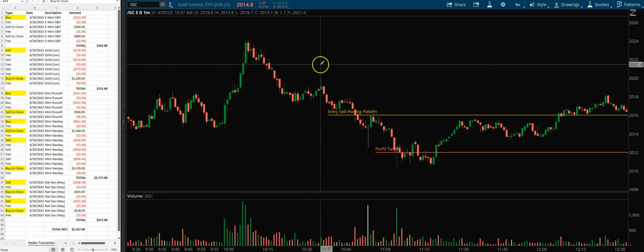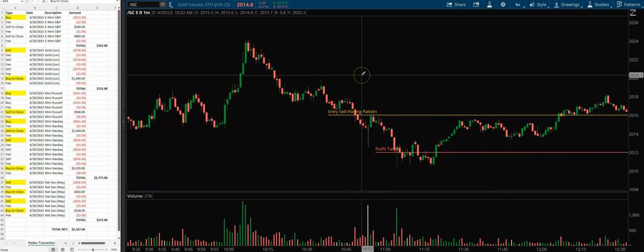Or maybe you like to trade Forex, you like to trade the currencies. It works there as well. So I don't need to be concerned about all this.